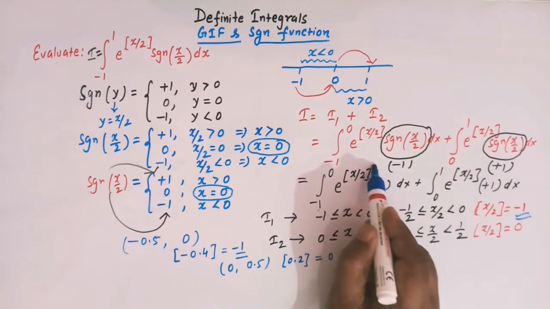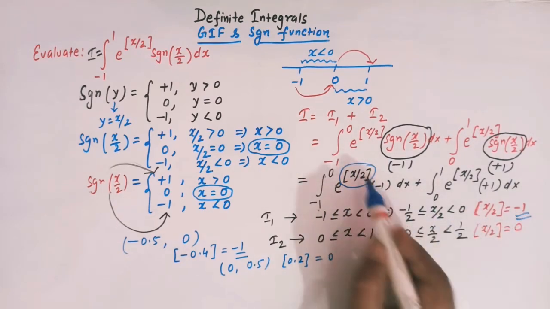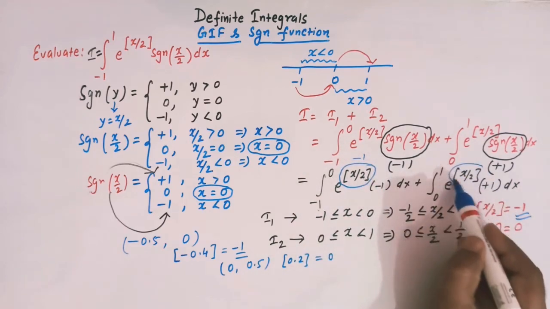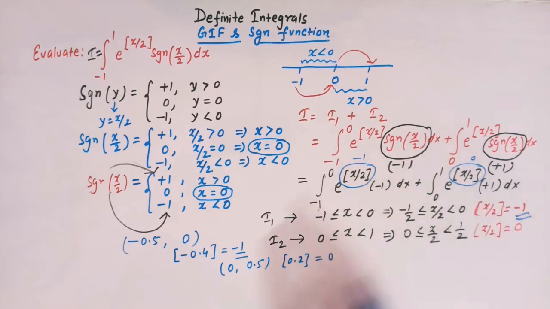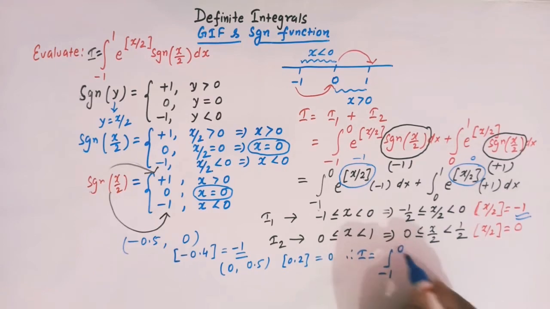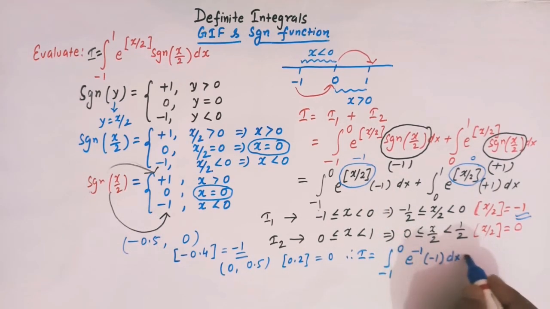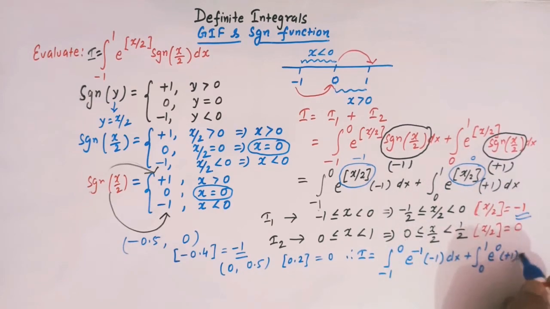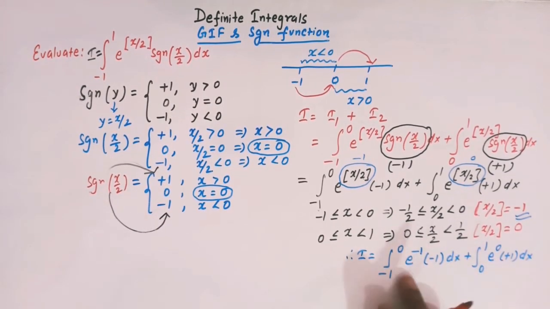So now for this term we can write minus 1, and for this term we can write 0, right? So now I is equal to minus 1 to 0, and we have e raised to minus 1, and here we have minus 1 dx, and here we have 0 to 1 and e raised to 0, and here we have plus 1 dx, right? So now we have two simple integrals to evaluate. So now we can simplify these two integrals.